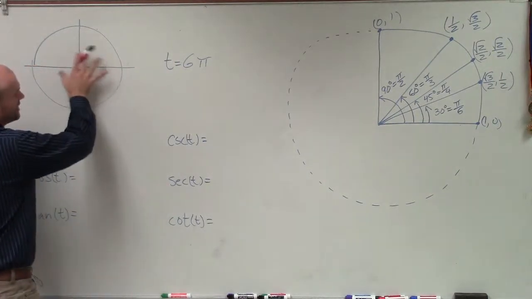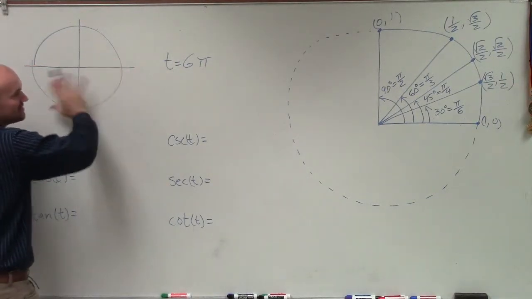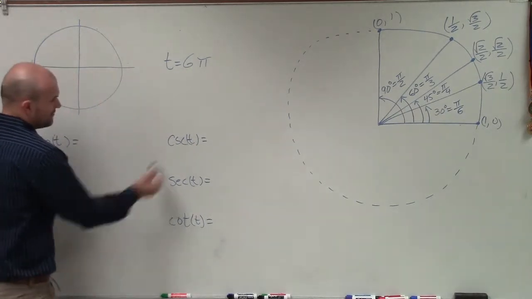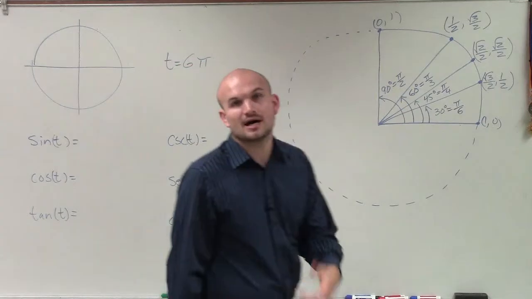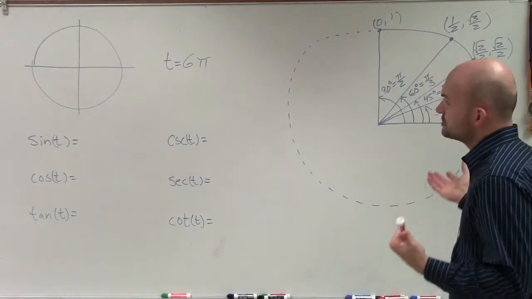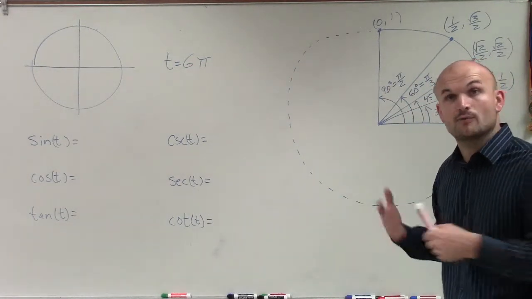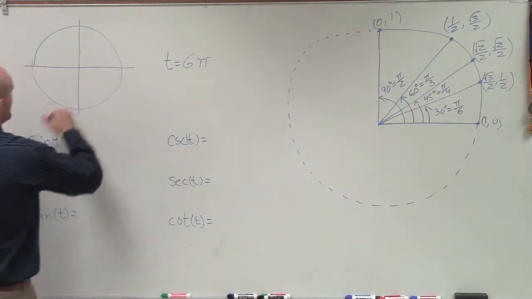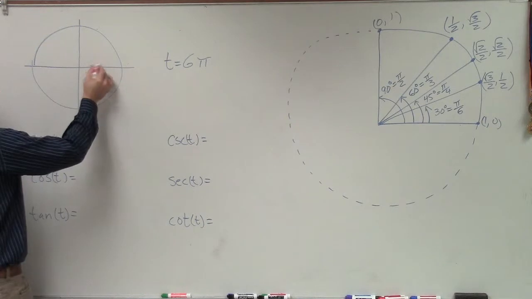I also use this unit circle up here. That's going to help me decide where exactly this angle of 6 pi is going to be. And then we will evaluate our 6 trigonometric functions down below. So the first thing we want to do is determine, where is the angle 6 pi and where does it intersect the unit circle.